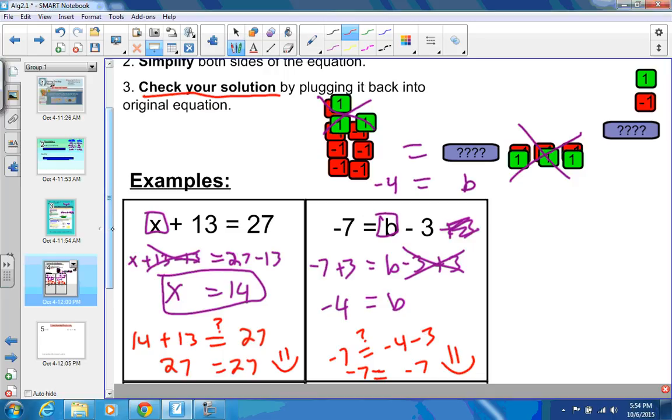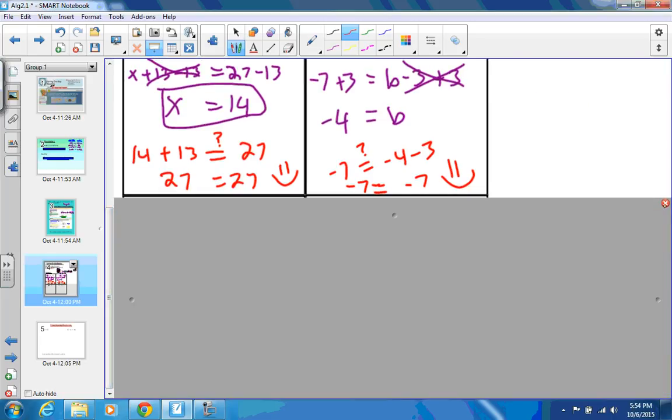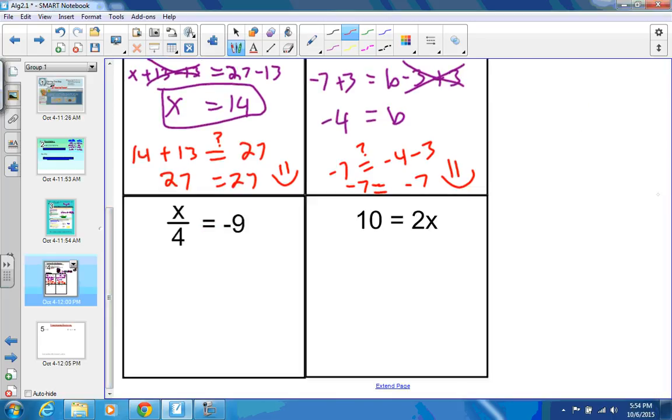All right, 2 more examples. I'm not going to do the bricks for this one. We're just going to do the inverse operations for division and multiplication. So right here we have division. So to undo division, we have to multiply this whole side by 4. Multiply then this whole side by 4 to keep it legal. On this side I can simplify pretty easily in our step 2. That would be negative 36.